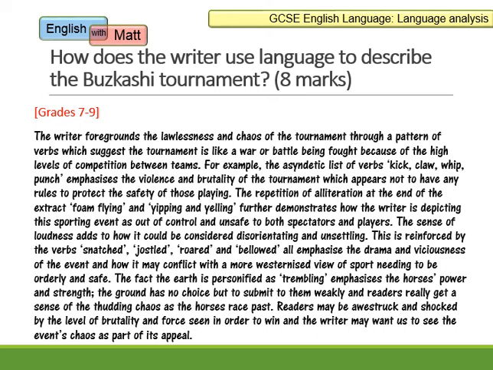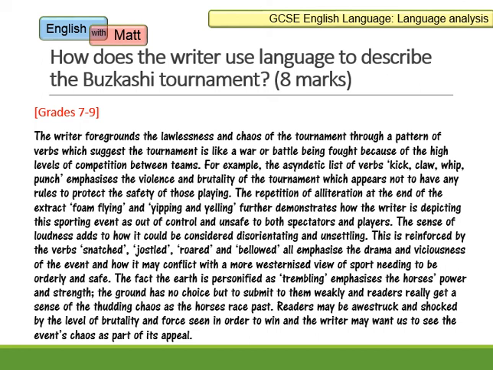The repetition of alliteration at the end of the extract, foam flying and yipping and yelling, further demonstrates how the writer is depicting this sporting event as out of control and unsafe to both spectators and players. The sense of loudness adds to how it could be considered disorientating and unsettling. This is reinforced by the verbs snatched, jostled, roared and bellowed. All emphasise the drama and viciousness of the event and how it may conflict with a more westernised view of sport needing to be orderly and safe.